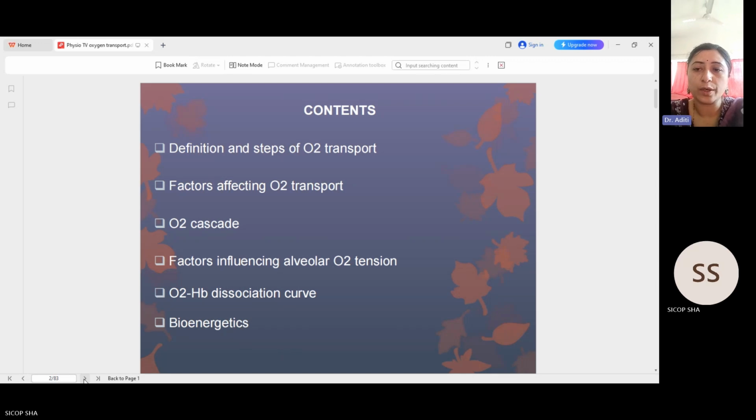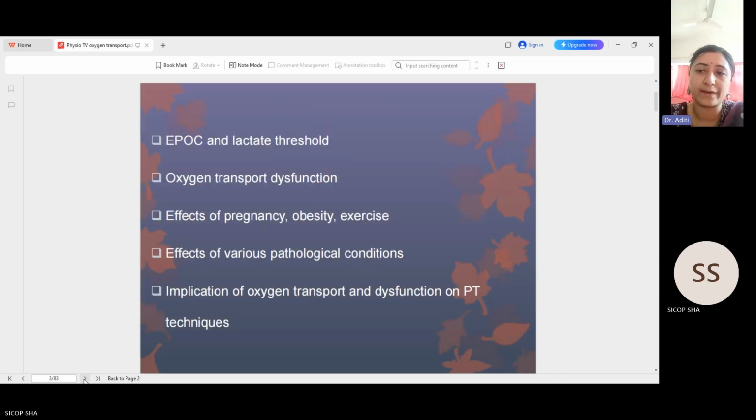Then we would also be talking about, next slide, please. We would also be talking about COPD, lactate threshold, oxygen transport dysfunction, the effect that pregnancy, obesity, or exercise can have on the O2 transport. We will also be discussing a few effects of various pathological conditions on O2 transport and the implication of oxygen transport and its dysfunction on the PT techniques.